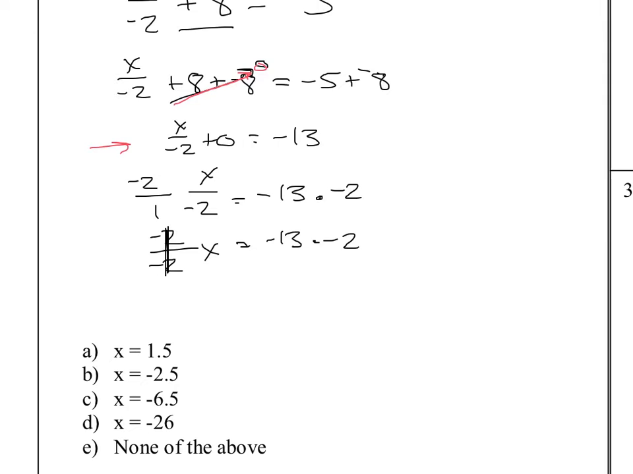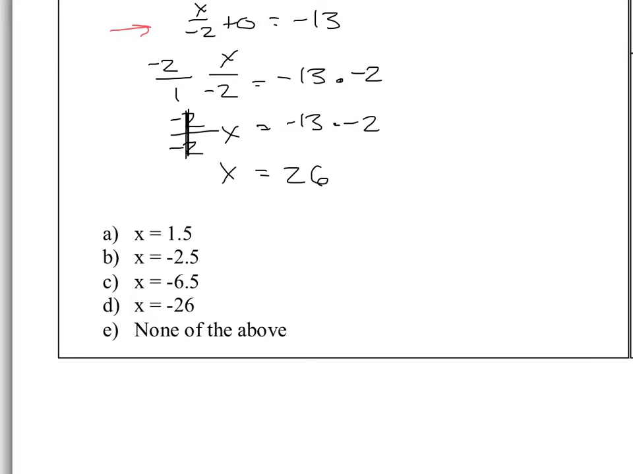And so that tells me that x is equal to, a negative times a negative should give us a positive, 26. And as we look down at all of our answer choices, there is a negative 26, which is not the correct answer. So the answer is E, none of the above.